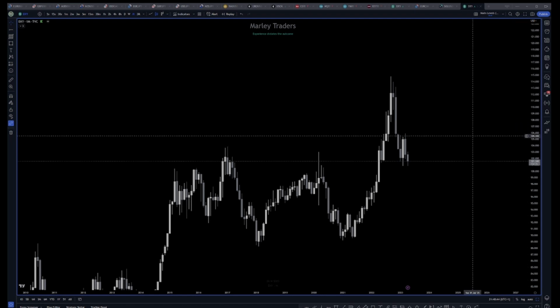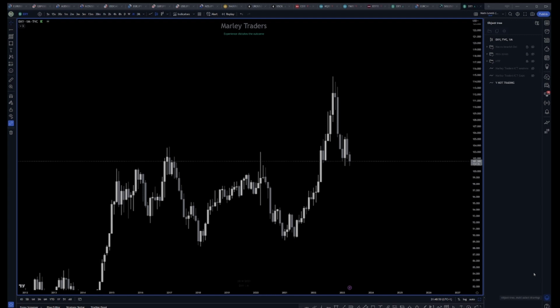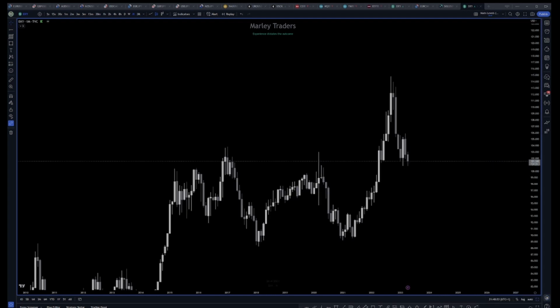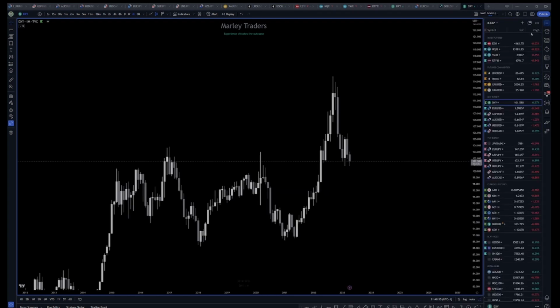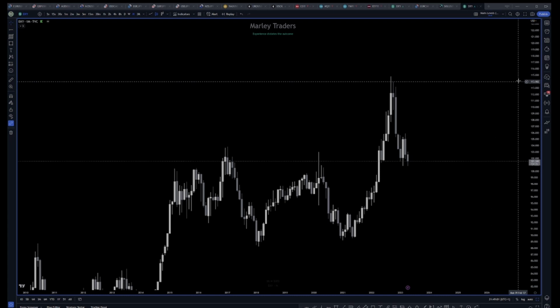Okay, all right, so let's start with the dollar index, the DXY. As you all know, those of you that have been here before, these are the pairs that we trade. So today I'm going to start with analyzing the dollar chart.